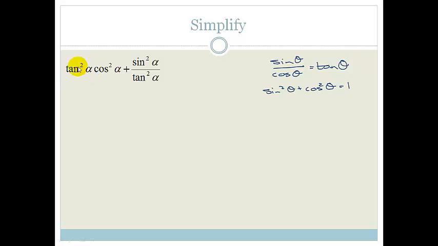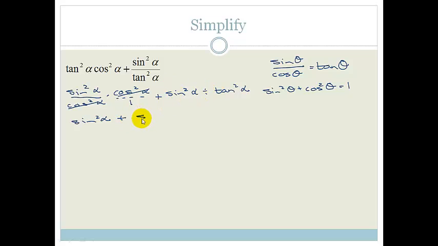So we've got tan squared alpha times cos squared alpha plus sine squared alpha over tan squared alpha. So the first thing I'm going to do is change this tan squared alpha into a sine over cos. So it becomes sine squared alpha over cos squared alpha. It makes sense that if tan is squared, then each of the sine and cos are going to be squared, times cos squared alpha, remember there's an implied 1 here, plus, and now I'm going to separate these out like I did with the last example, so it becomes sine squared alpha divided by tan squared alpha. Do you agree that these cancel? How beautiful is that?